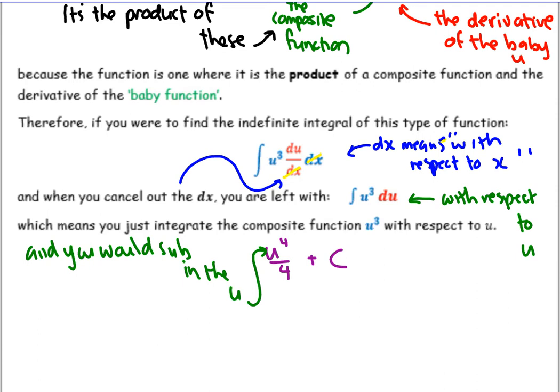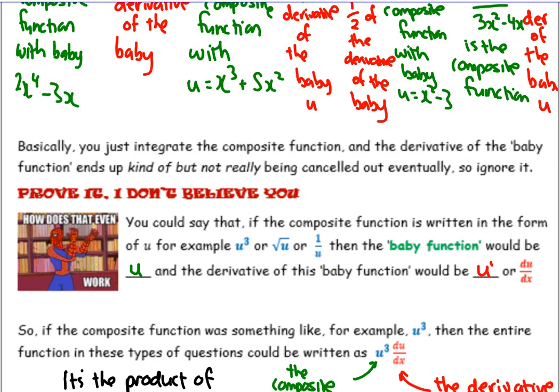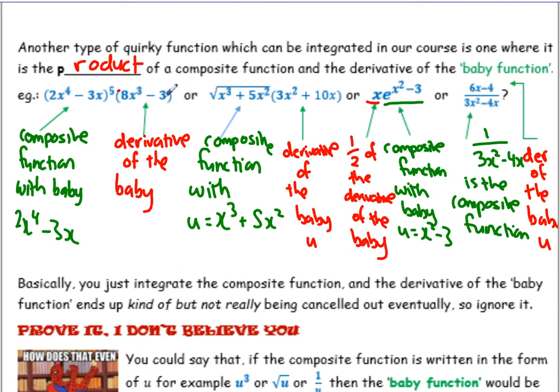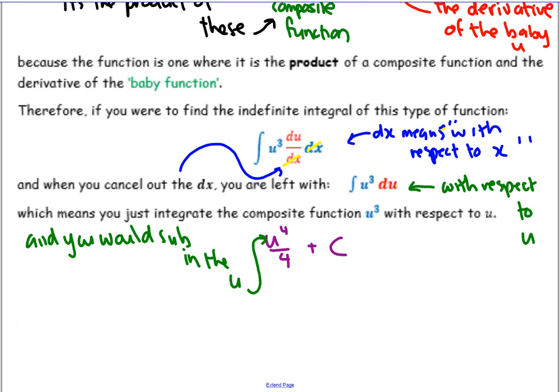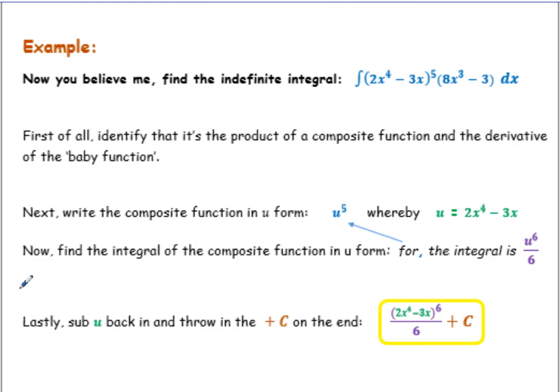It's as if the derivative of the baby function wasn't there, because the dx got cancelled out. Isn't that weird? So I just tried to prove to you why this is such a short method, an easier method. And it only works for these functions where you've got the product of a composite function multiplied by the derivative of its baby. Anyone still writing? We're going to do some examples of these quirky functions.